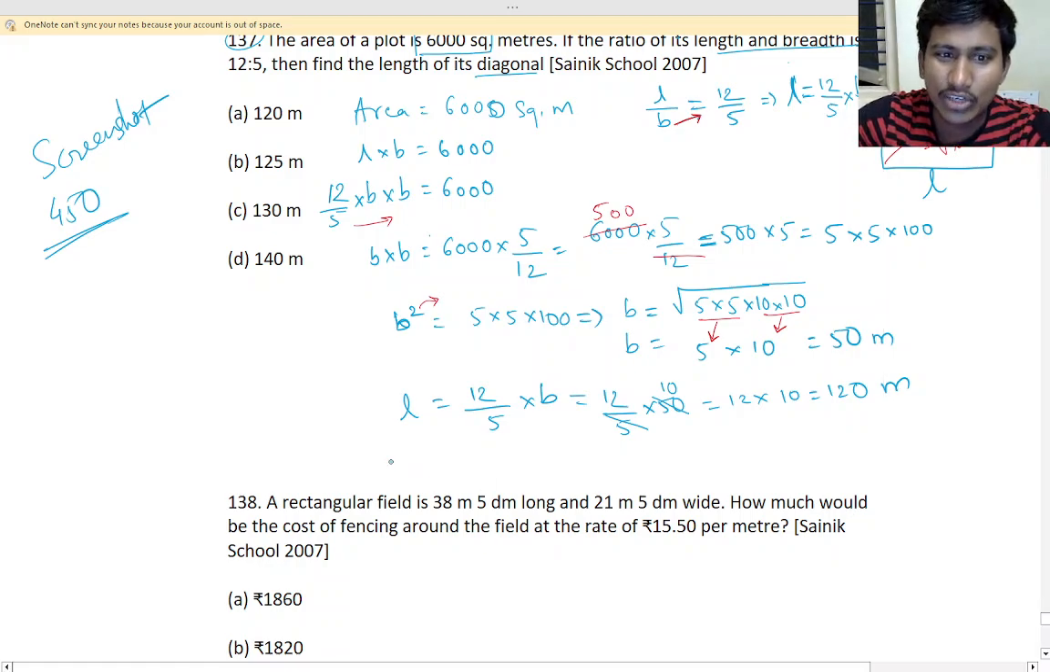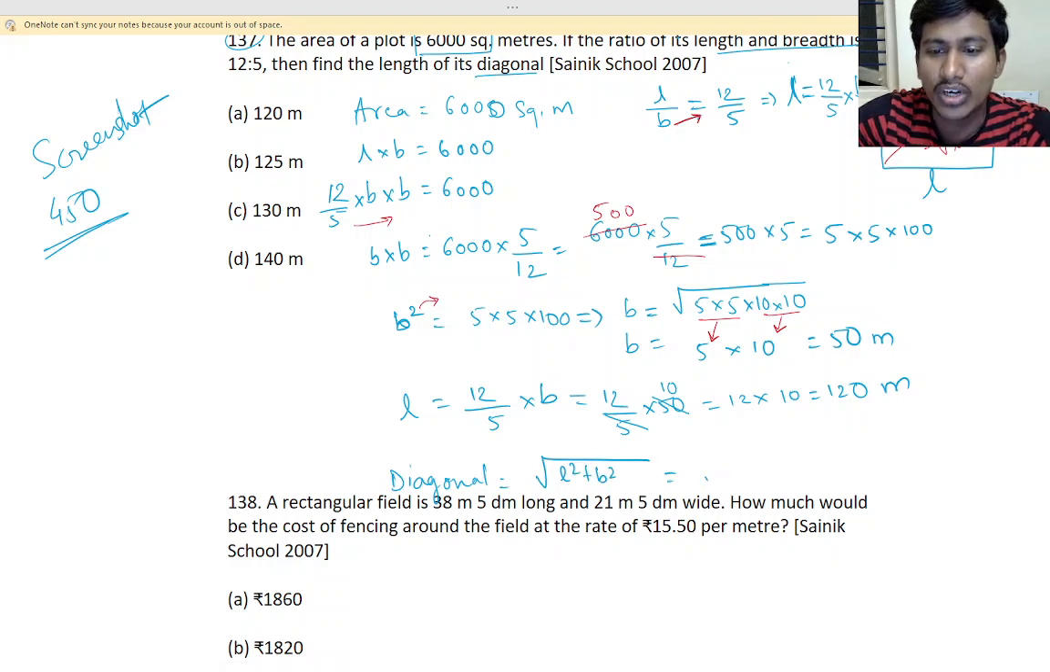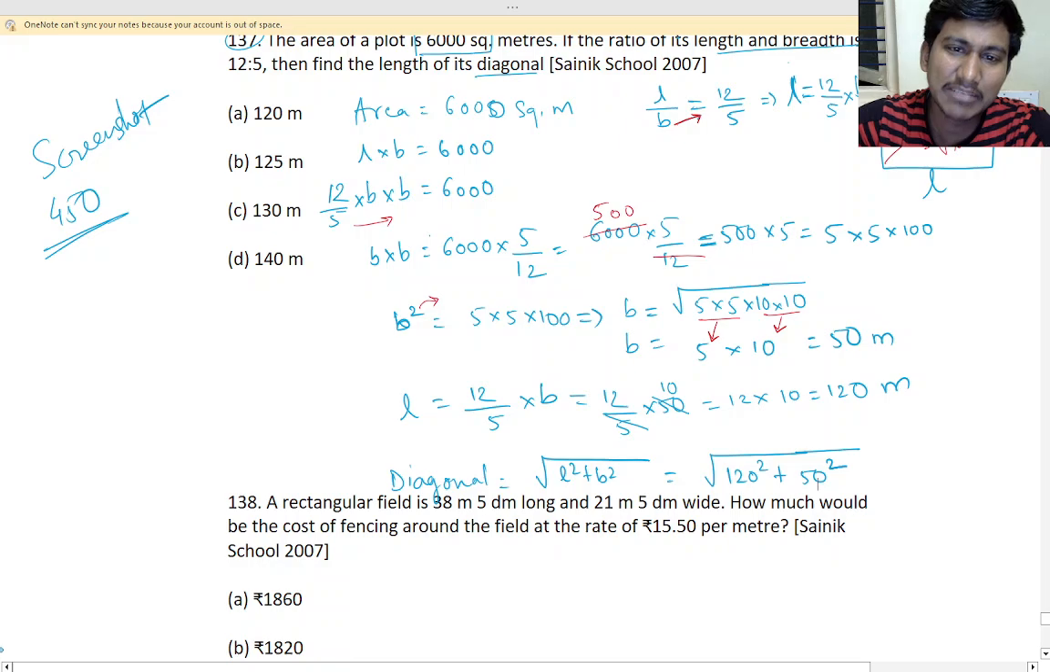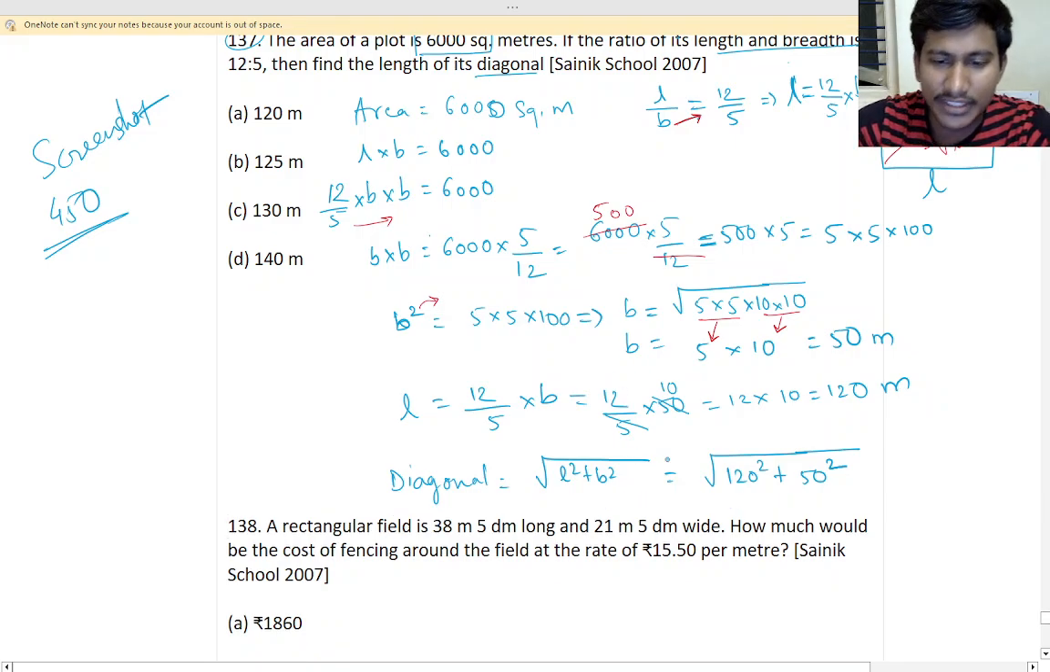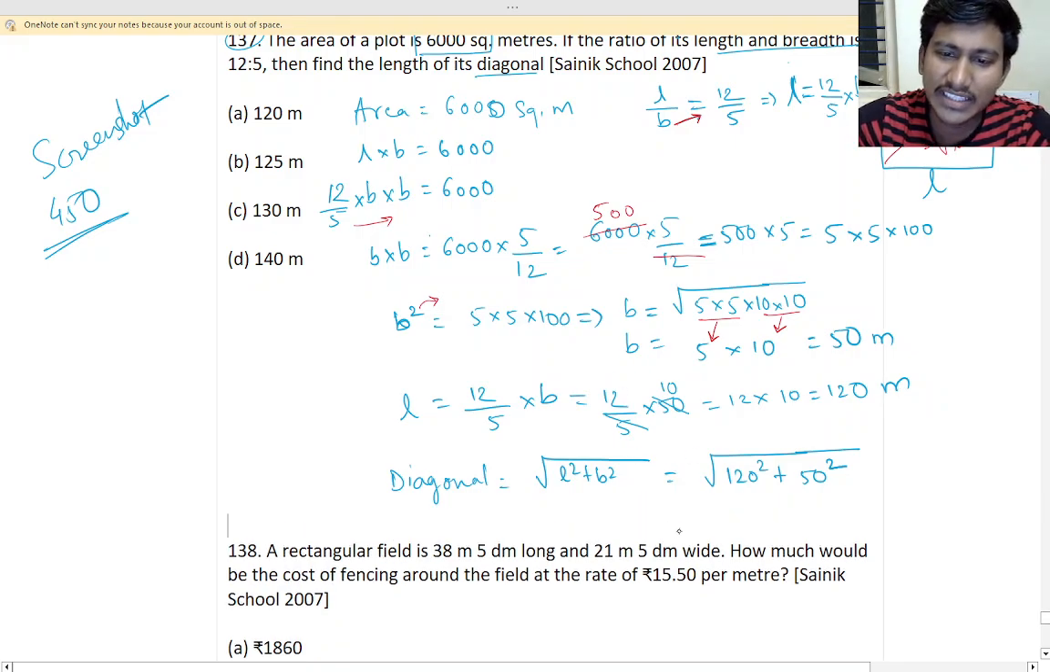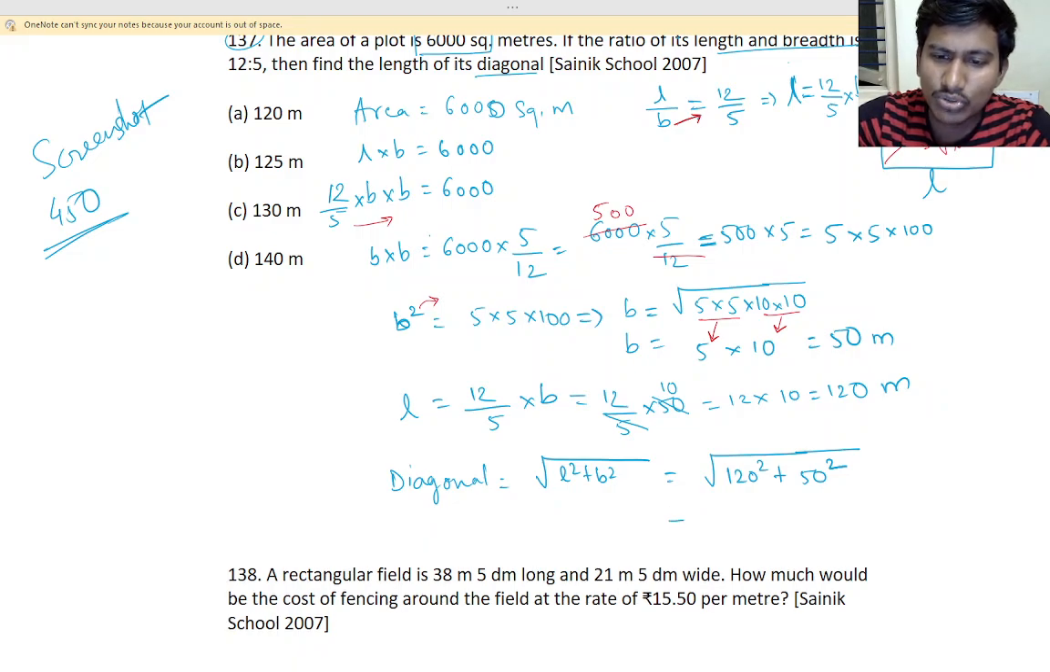So diagonal. How do you find the diagonal? Under square root of L square plus B square. So under root of L square means 120 square plus B square means how much? 50 square. B is breadth, we got it here, right? 50. Length is how much? 120. So then what we have to do? We have to now solve it. So see here, under square root.